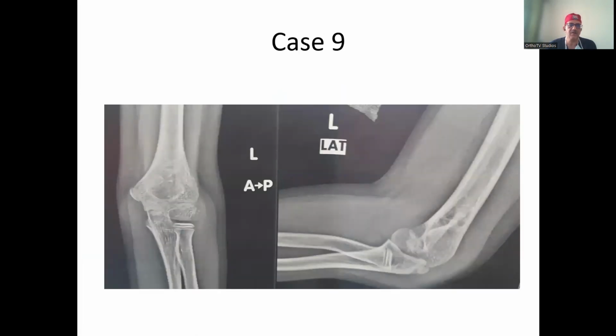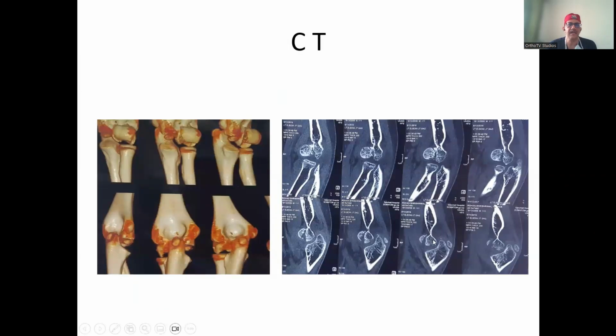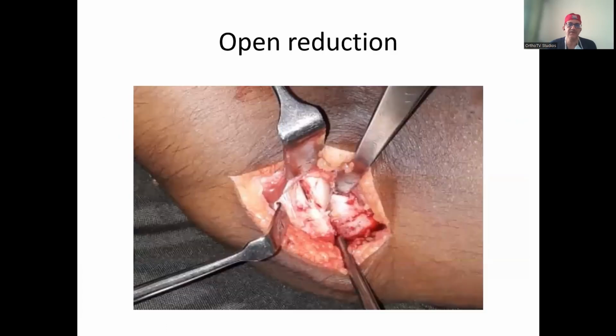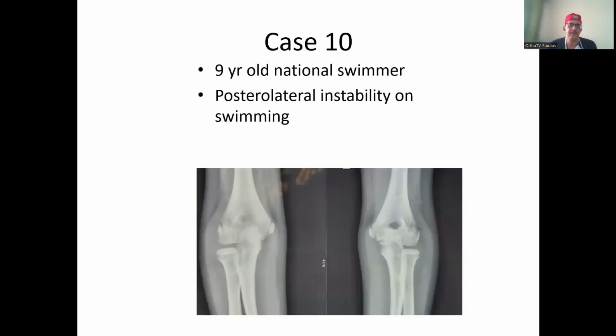Another case, an adolescent child, innocuous looking X-ray, swollen, was treated in a plaster, came back with a painful stiff elbow. A true dead lateral taken at 4 weeks shows you a shear fracture of the capitulum. The CT scan confirms that this was a shear fracture of the capitulum, which was open reduced and fixed with Herbert screws, and the articular congruity is thus restored.